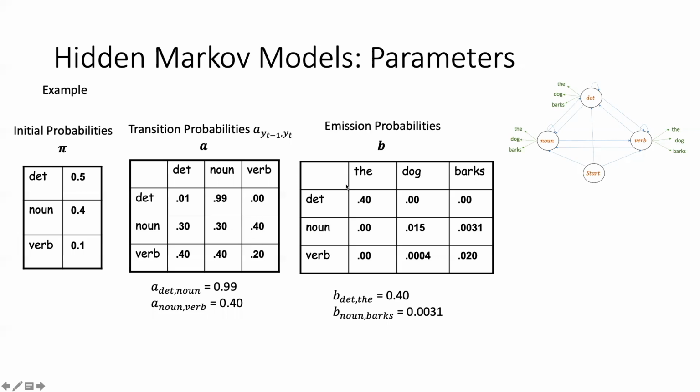And after reaching a state, HMM emits an observation word, which comes out of the vocabulary which we consider. In this particular case, the vocabulary is the, dog, barks. So the probability of emitting the word the in the determiner state is given by 0.04, which is indicated here, and the probability of emitting the word barks from the noun state is 0.031, which is indicated here. So these are the parameters involved in HMM. Let's define it more formally.